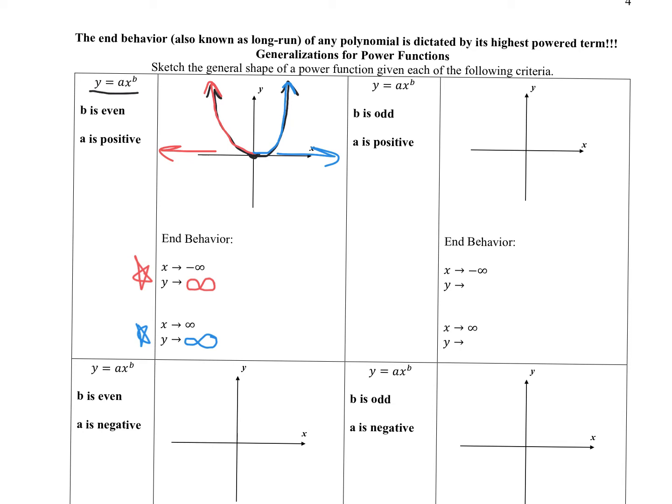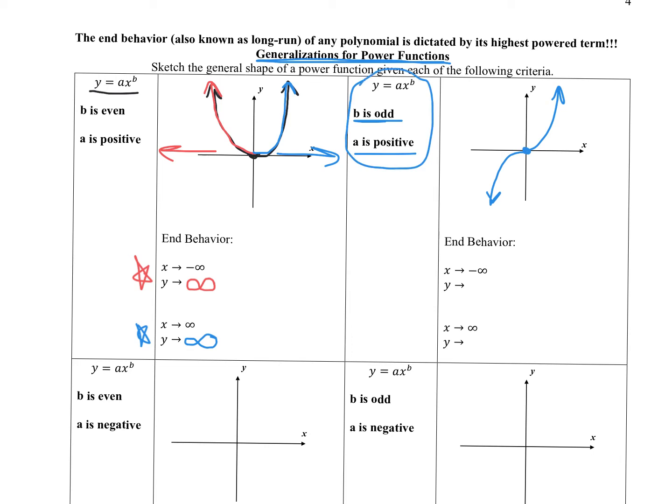So looking at our next one, we have a times x to the b. Now we have an odd exponent, but we still have a is positive. That looks like our x cubed or x to the fifth graphs. And this says generalizations for power functions. Remember, this works for those polynomial functions too that have the loops in the middle. Their end behavior is still going to match if this is true about the term with the biggest exponent.